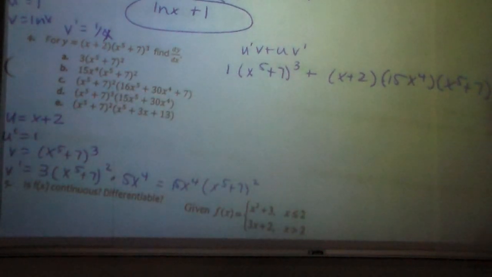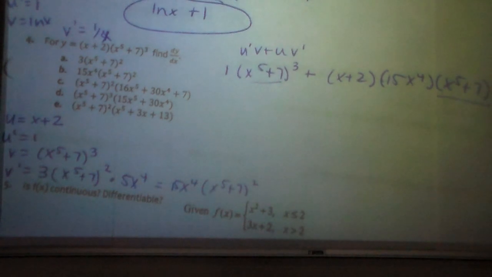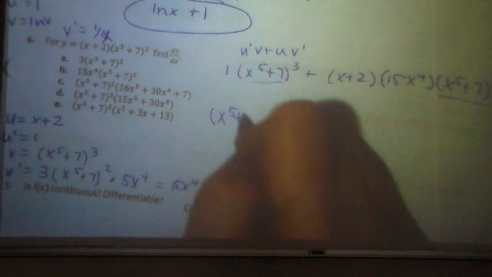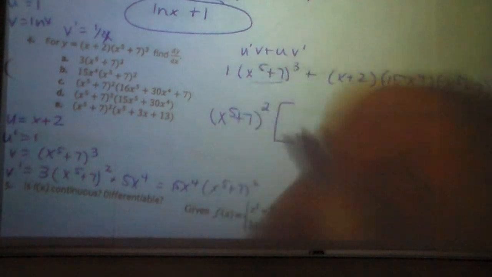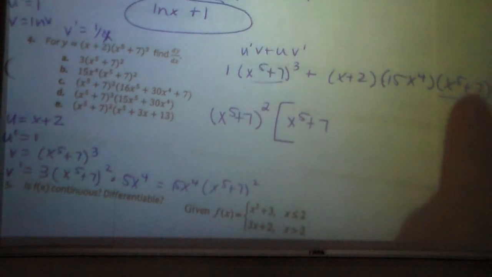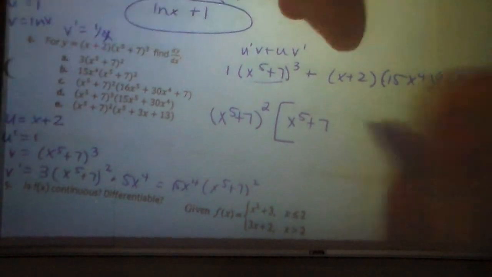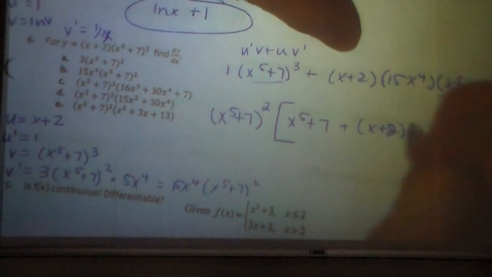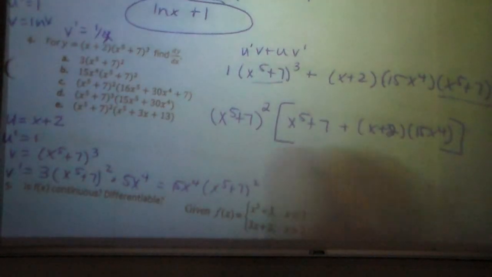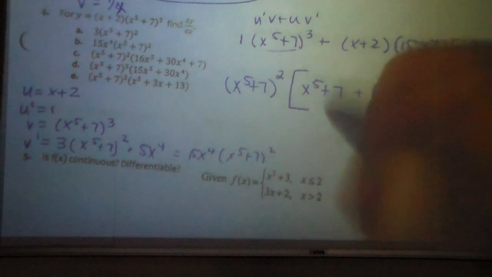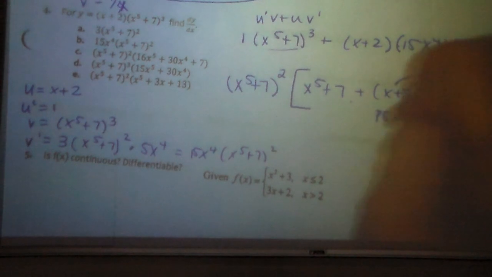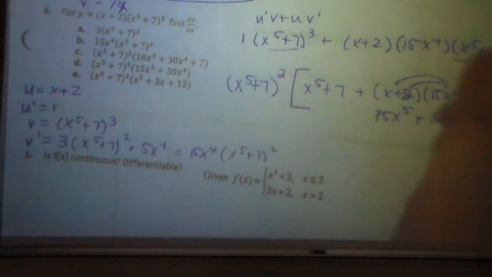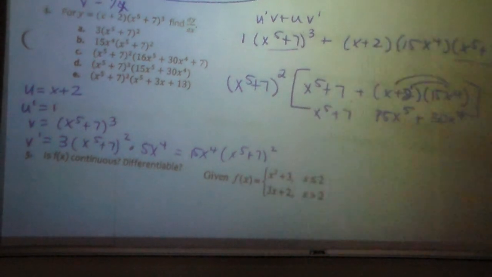So what I'm going to do is pull out a common factor. They both have the x to the 5th plus 7 term. I have a power of 3 here, I have a power of 2 here. So the common factor that they both have is the power of 2. If I pull out the power of 2, this was cubed, so I'll still be left with one of those. If I pull out this, I'm left with x plus 2 times 15x to the 4th. Now that is still not an answer choice, so I need to clean this up. Can't clean this up, but I can distribute right here. That would become 15x to the 5th plus 2 times this is 30x to the 4th, times x to the 5th plus 7.